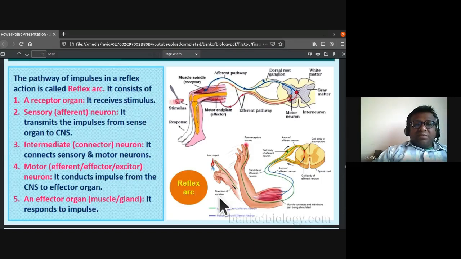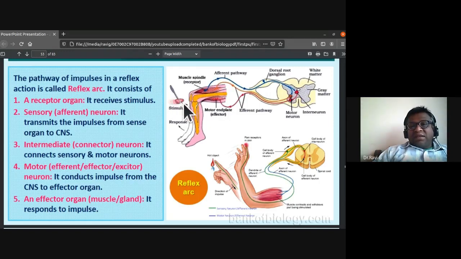It consists of a receptor organ which receives the stimulus. The sensory or afferent neuron transmits the impulses from the sense organ to the central nervous system. The intermediate or connector neuron connects the sensory and motor neurons. The motor or efferent neuron carries the impulses from the central nervous system to the effector. The effector organ can be a muscle or gland, and it responds to the impulse.